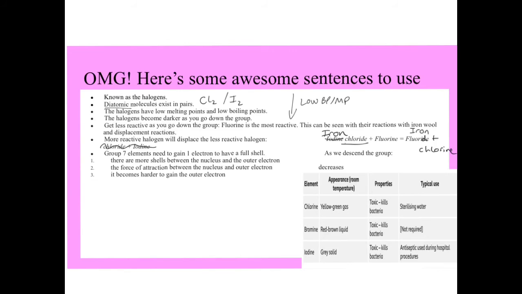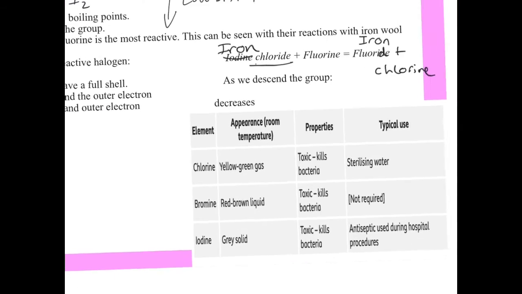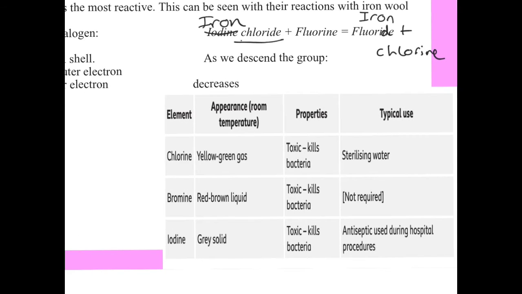Okay, you might be asked certain properties of them. Chlorine is a yellow-green gas. Its property is that it's toxic, it kills bacteria. We use it to sterilise water, which we've learned before. Bromine is a red-brown liquid, toxic, kills bacteria, and a use is not required. Iodine is a grey solid at room temperature. Again, it's toxic and kills bacteria, and it's an antiseptic used in hospital procedures.